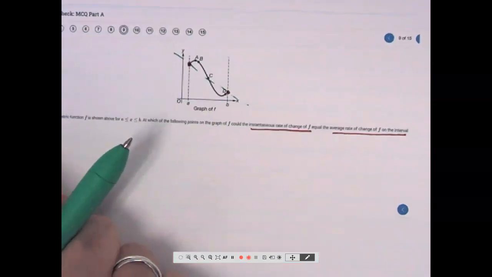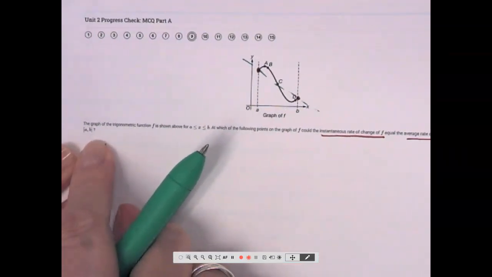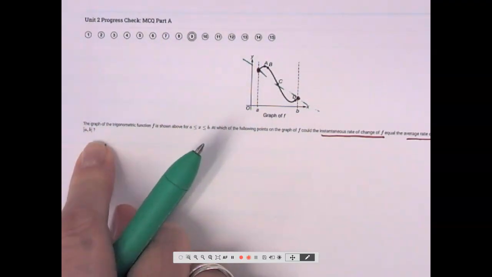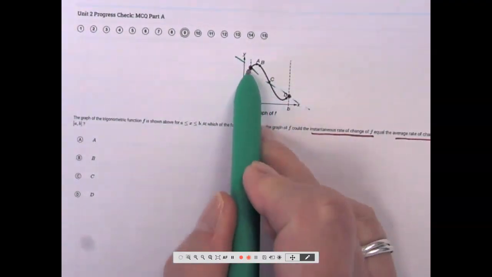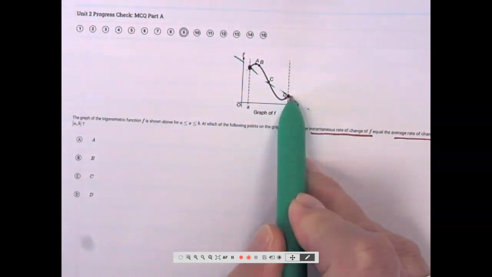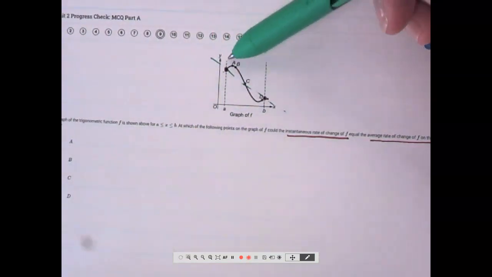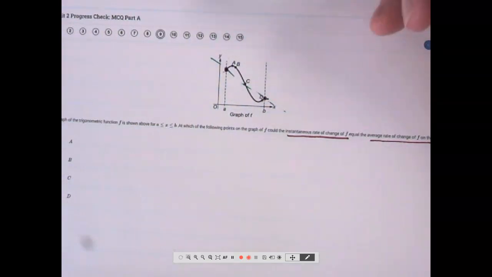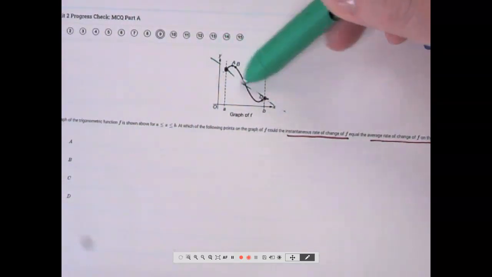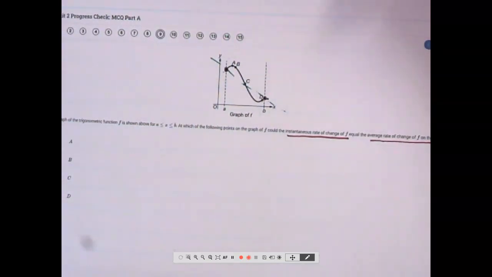See how it has little a and little b? That's the domain. So it's like saying from 2 to 8, right? So it's the beginning point and the ending point. All right, so that dotted line would represent that average rate of change. What this question is asking is, at A, B, C, or D, would the slope be the same as that green line that I just drew?